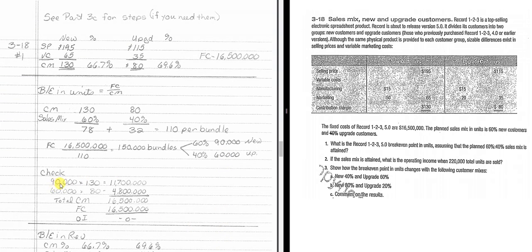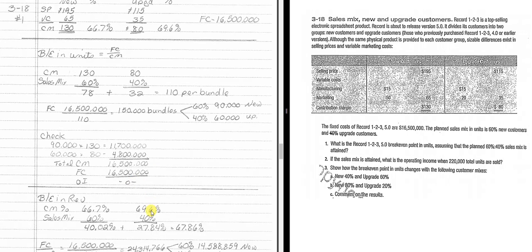So if I sell 90,000 at a $130 contribution margin, I could do the selling price minus variable cost, but I'd be taking this times 90,000, that times 90,000 to get that times 90,000. So I'm basically just starting here. So 90,000 times 130, 60,000 times 80. I subtract my fixed costs. I have operating income of 0.